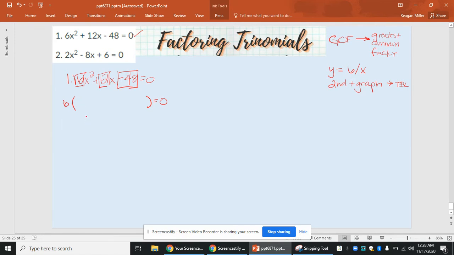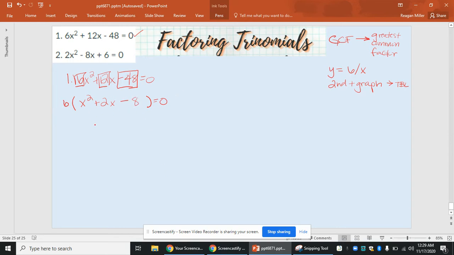6 goes into 6 one time. You could put a 1 here. I'm just going to write x squared. Okay, 6 goes into 12 2 times. So again, I took this 12 and I divided by 6 to get the 2. And then negative 48 divided by 6 gives us negative 8.